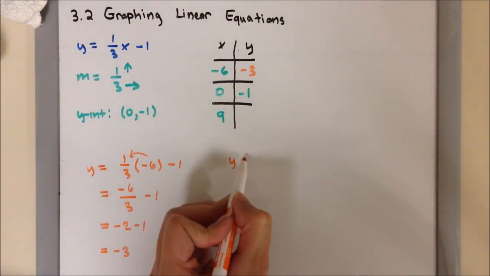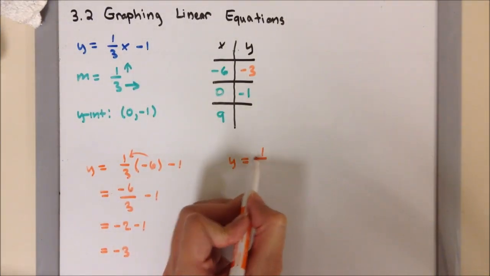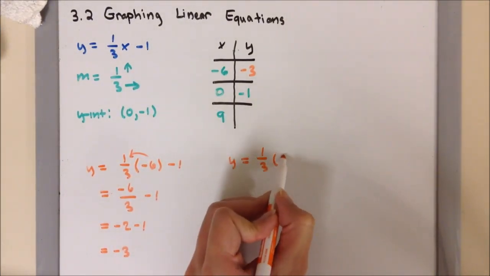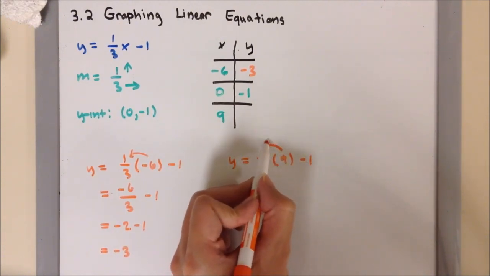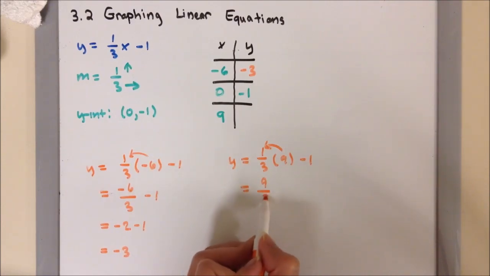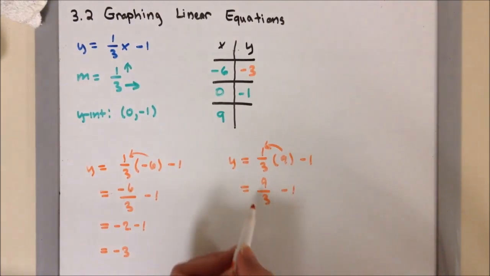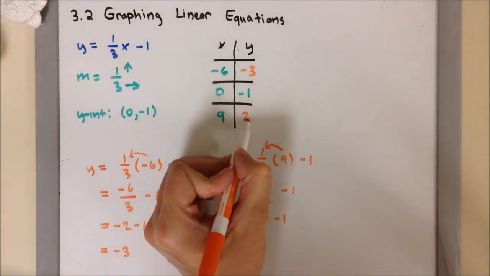Now we're going to try the other x value, which is 9. So it's going to be 1/3 times positive 9 and then minus 1. My 9 will multiply to the numerator. It will be 9 over 3 and then minus 1. Simplify the 9 over 3. 9 divided by 3 will be 3, and then bring down the minus 1. 3 minus 1 will be 2. So my y value will be 2.